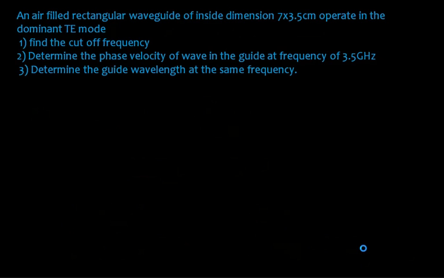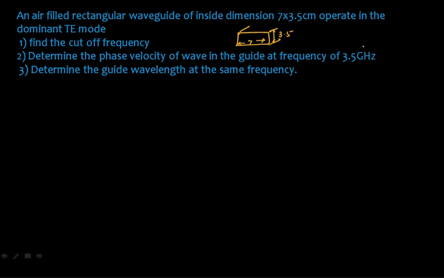Now let us solve our first problem. This is an air-filled rectangular waveguide of inside dimension 7 into 3.5 centimeter. So this is the rectangular waveguide and the dimension is given as 7 into 3.5. Always the longer side is the side A. So this is given as A into B. So A is 7 centimeter and B is 3.5 centimeter. It operates in the dominant TE mode.